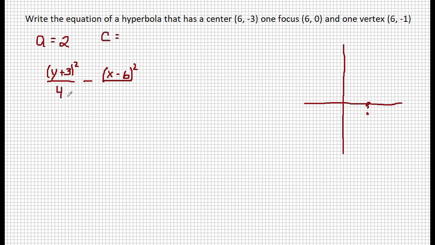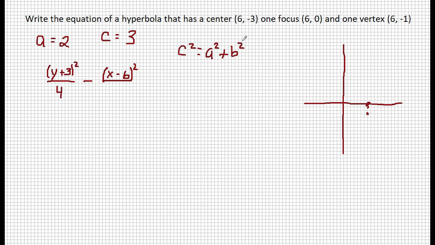Okay, so I need to find the values of c and b. Now c is the distance from center to the focus. If my focus is at 6, 0, the distance from -3 to 0 is 3 units. So that means that c is 3. I can now use c squared equals a squared plus b squared to find b.